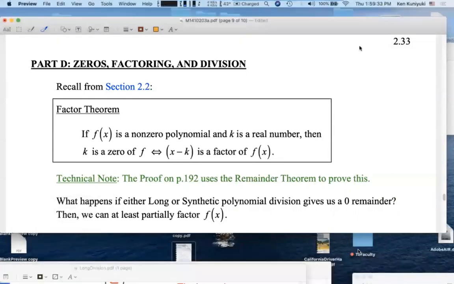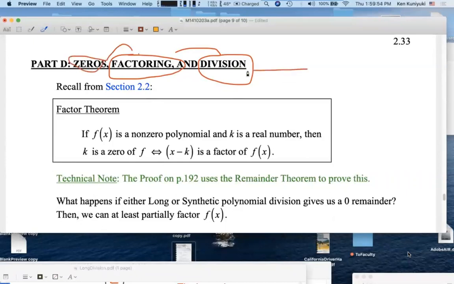Hi, everyone. A key theme of Chapter 2 is factoring polynomials. When you factor, you do a D word. You divide. And what's one of the purposes of factoring polynomials? So you can find their zeros. So these are all connected. And this is why polynomial division has been the subject of section 2.3.